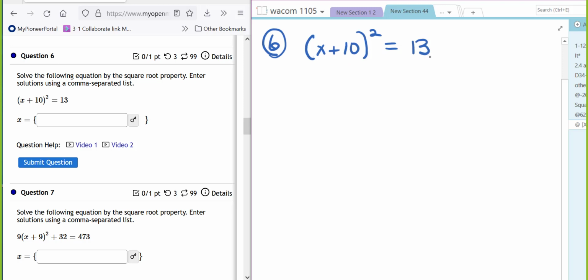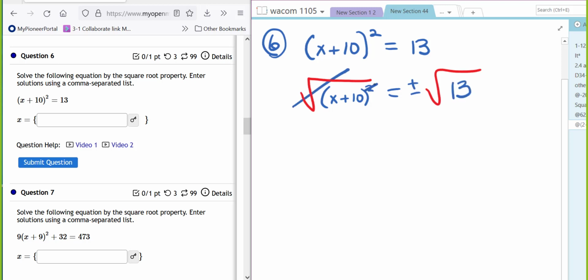So take the square root of both sides. You take the square root on this side, and I'm going to write the step here. I'm doing square root of both sides. It gets the exponent off. So I've done a square root on both sides. And that leaves me x plus 10 equals plus or minus square root of 13. Again, the 13 is prime, so it's not going to simplify.